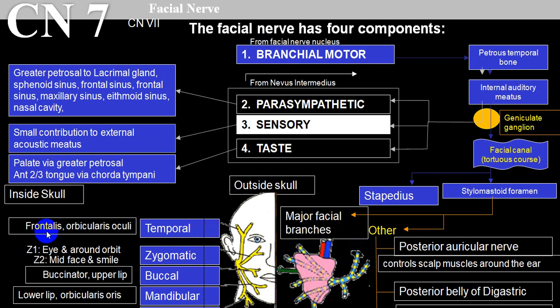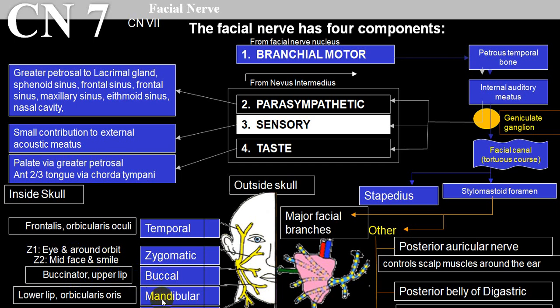Temporal branch will supply frontalis belly and orbicularis oculi. Zygomatic branch will supply the muscles around the eye and around the orbit, as well as the elevators, the muscles which take part in smiling. Buccal branch will supply buccinator and upper part of the lip, that is movement of the upper lip.